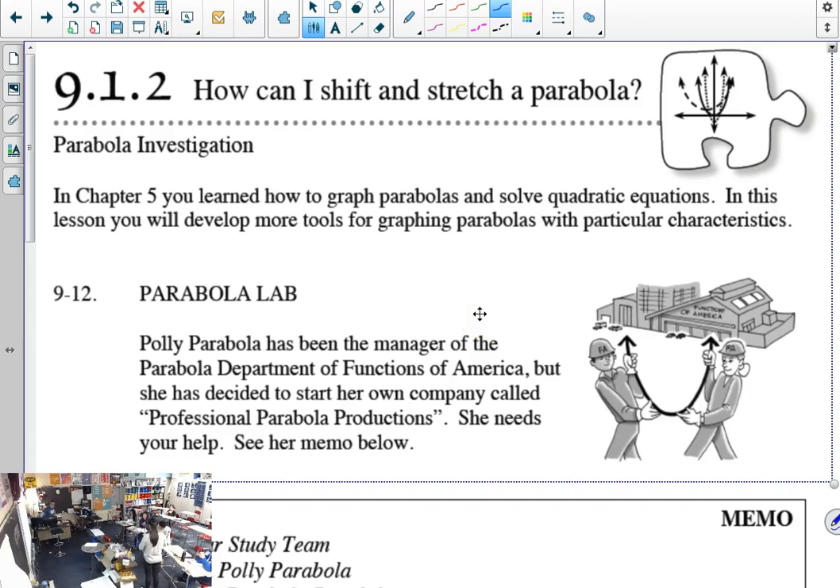We have been tasked, I guess we can say, to do some investigations. By the way, if you didn't grab a resource, I'll grab it.